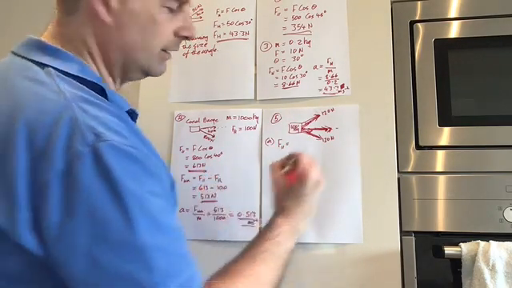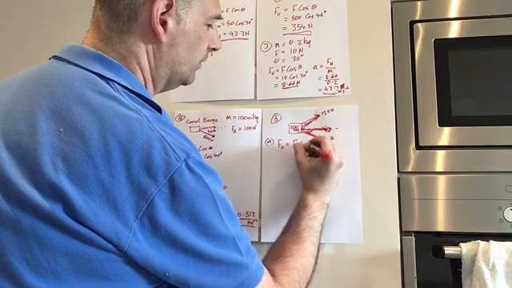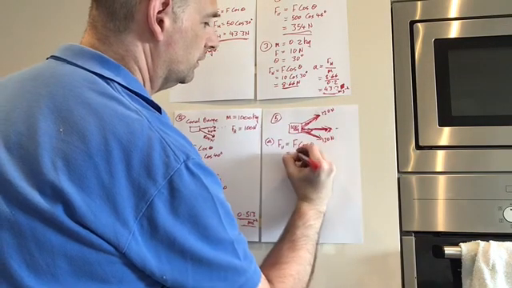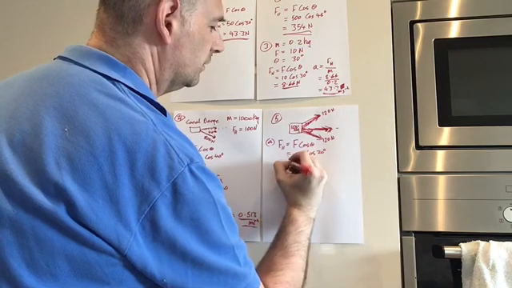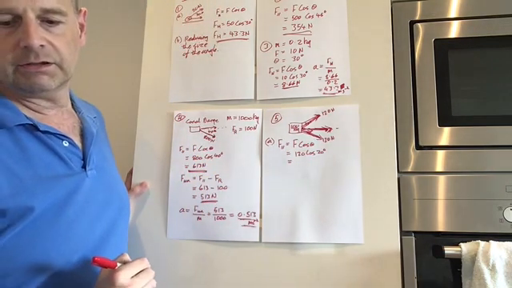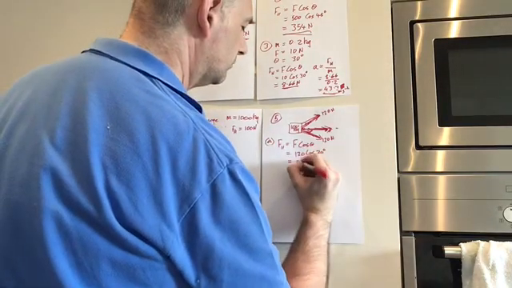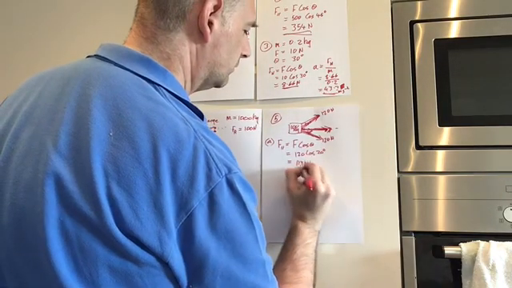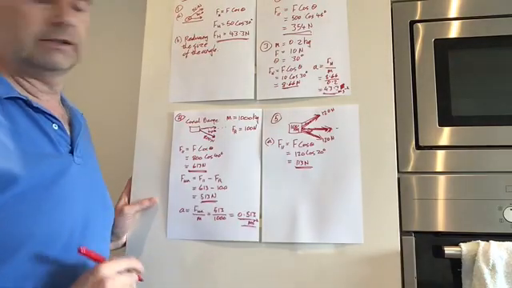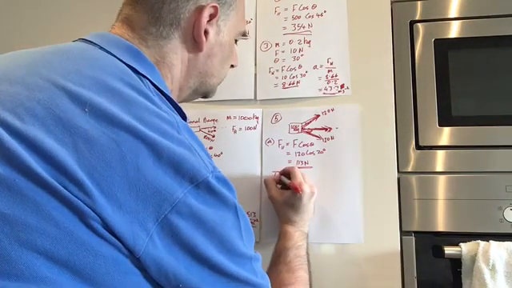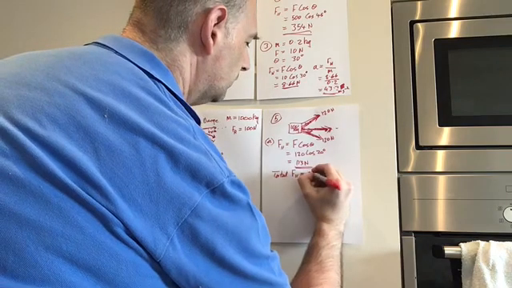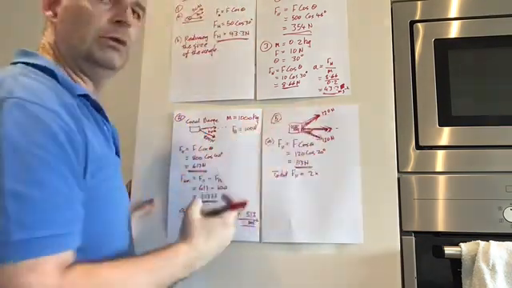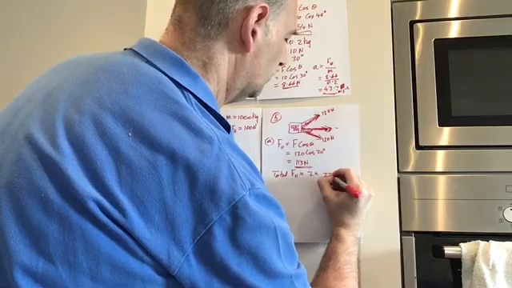So that will be, yet again, F cos theta, 120 cos 20 degrees equals 113 newtons. And then the total parallel force would be 2 times that, because there's 2 of them. So that will be 226 newtons.